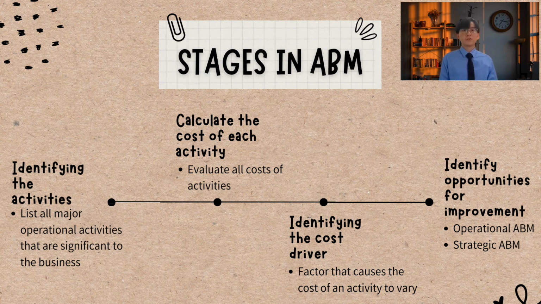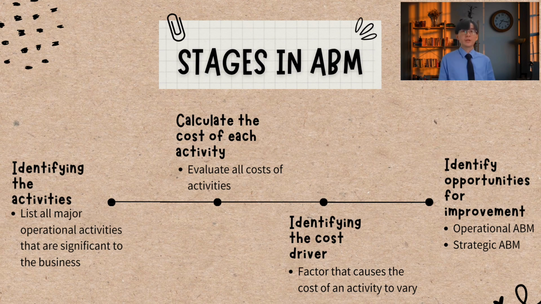The second stage of ABM is to calculate the cost of each activity by using ABC, which is activity-based costing, to evaluate all costs of activities. By using these evaluations, it helps the company to determine if the profits of an activity outweigh the business expenses. If there are significant expenses that may cause loss in profit, the company can try to find solutions that cost less or eliminate those activities altogether.